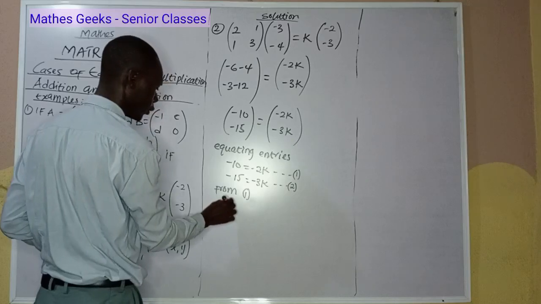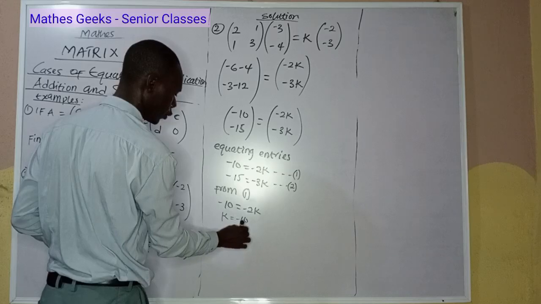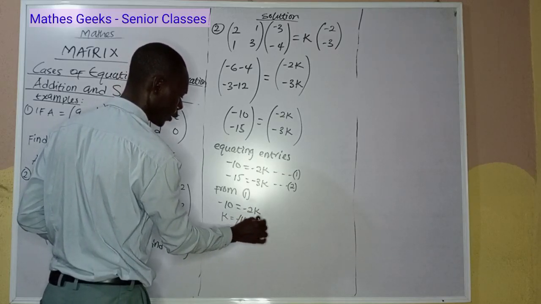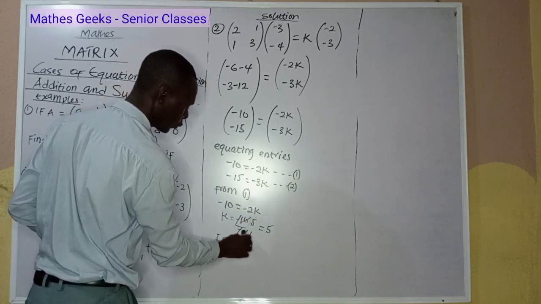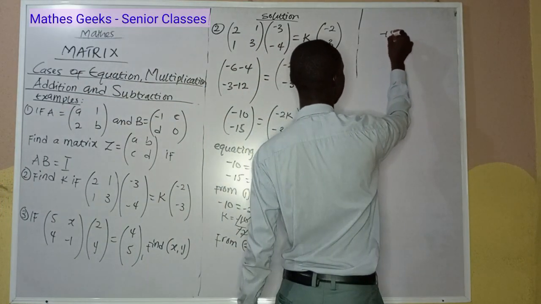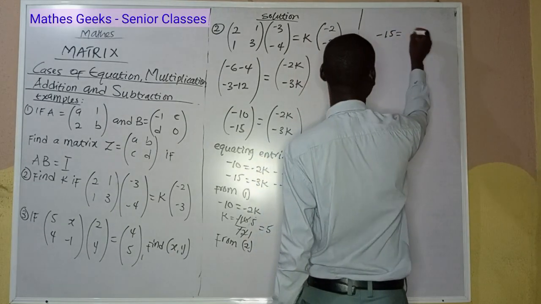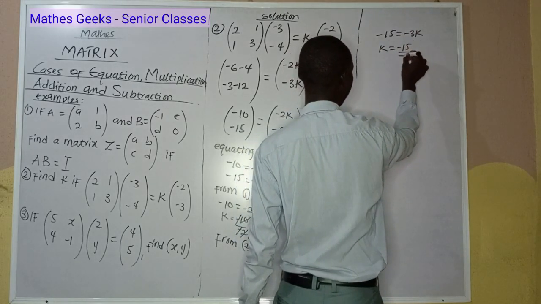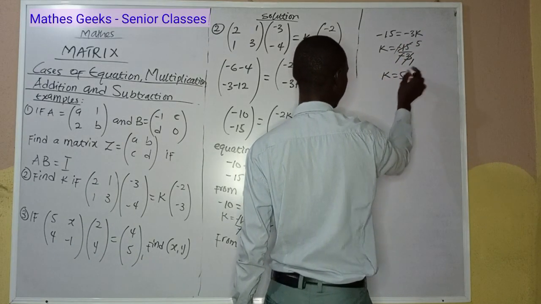So from 1, minus 10 is equal to minus 2K. So K is equal to minus 10 over minus 2, which is 5. Or from 2, minus 15 is equal to minus 3K. So K is equal to minus 15 over minus 3, which is 5. So K is equal to 5.